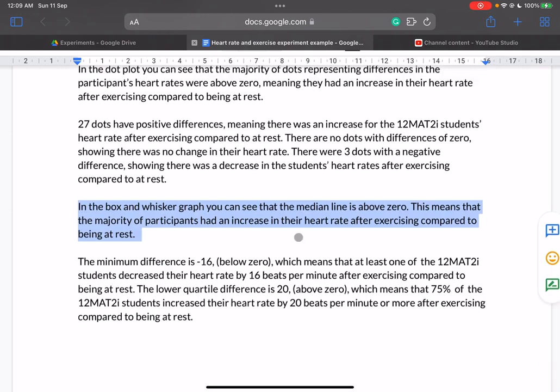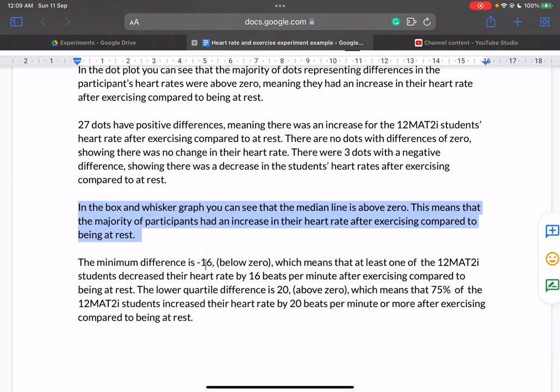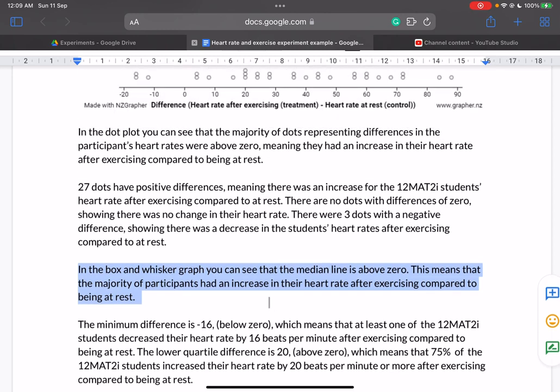And here's our evidence. The minimum difference is -16, which is below 0, which means that at least one of the 12 MAT2I students decreased their heart rate by 16 beats per minute after exercising compared to being at rest. The lower quartile difference is 20, which is above 0, which means that 75% of the 12 MAT2I students increased their heart rate by 20 beats per minute or more after exercising compared to being at rest.